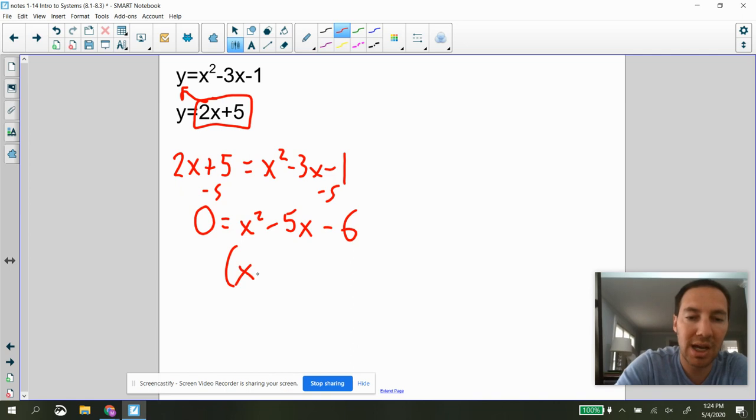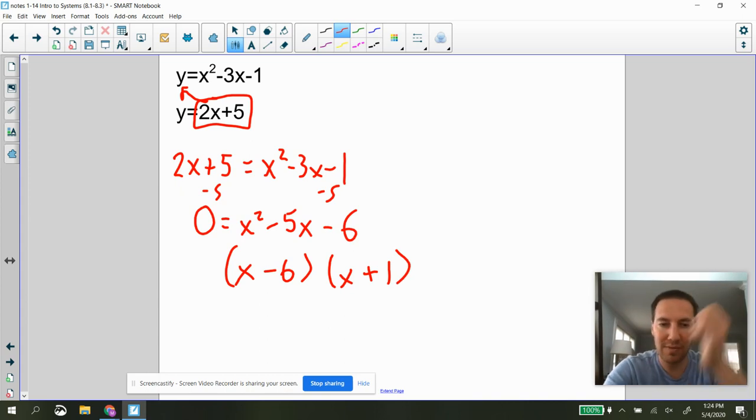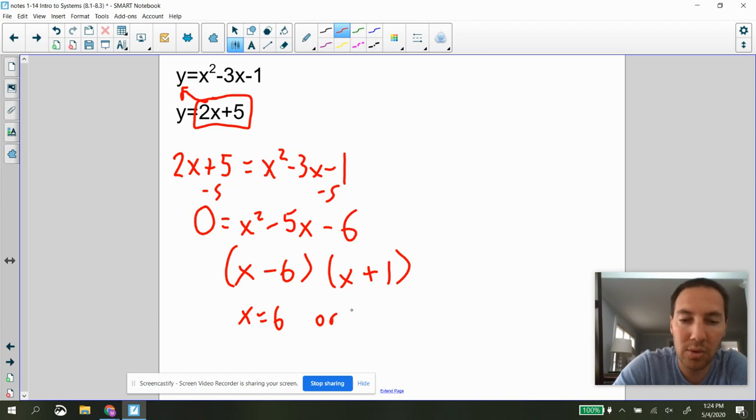You could do your magic diamond if you do it that way. I'm just going to figure out two factors of negative 6 that add up to negative 5, and we get that x could be 6 or x could be negative 1.